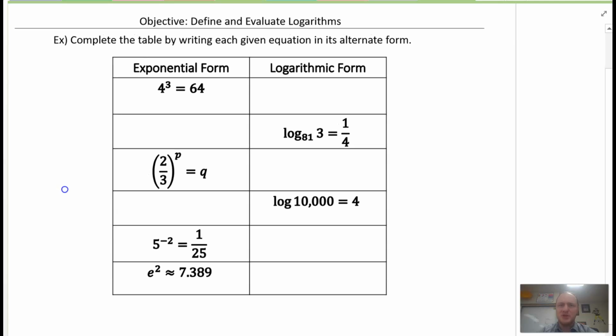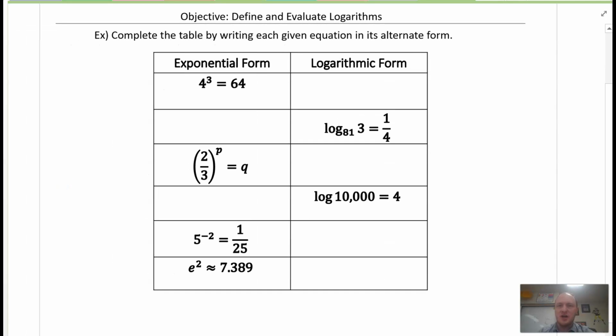So here we're asked to complete the table by writing each of the given equations in its alternate form. So here I have 4 to the power of 3 is equal to 64. So this is going to be log, okay, base is the same, 4, and then the input. Sometimes you'll see parentheses, sometimes not. I'm going to use parentheses here, of 64 is equal to 3. Inputs, outputs, switch. I would write that down.